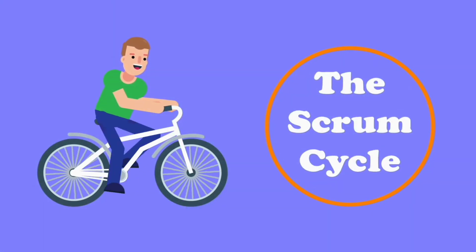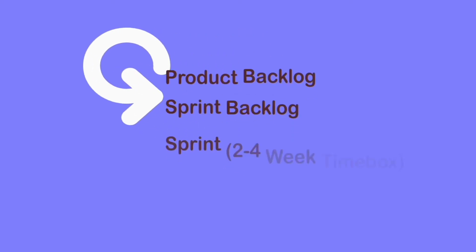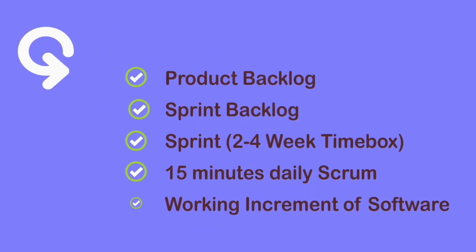The Scrum cycle. Product backlog: all features and work on the product. Sprint backlog: agreed work for the time-boxed sprint. Sprint: 2 to 4-week time box. 15-minute daily Scrum. Working increment of software.